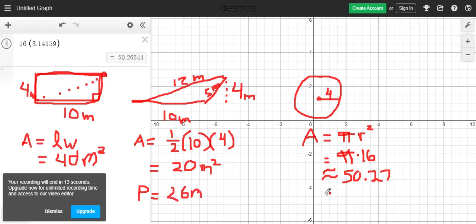And then to get the circumference of a circle, we take pi times the diameter. So our diameter would be 8. We would have 8 pi.